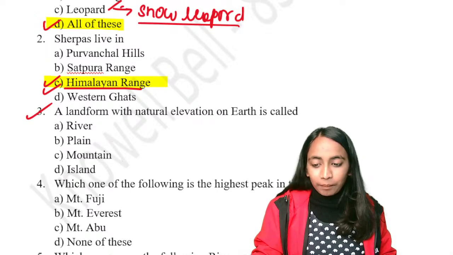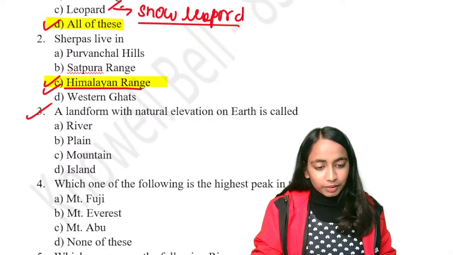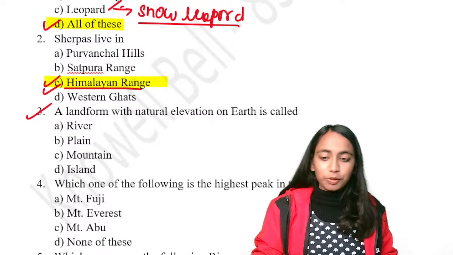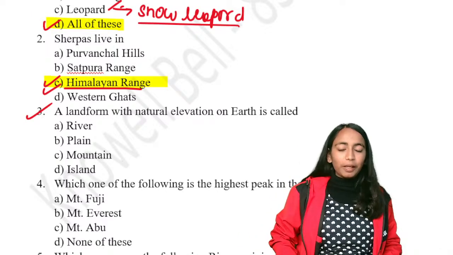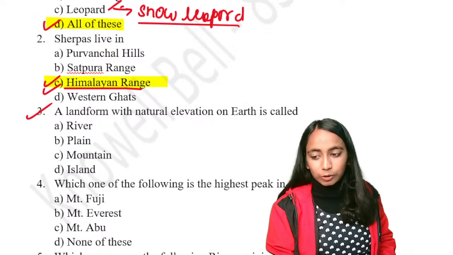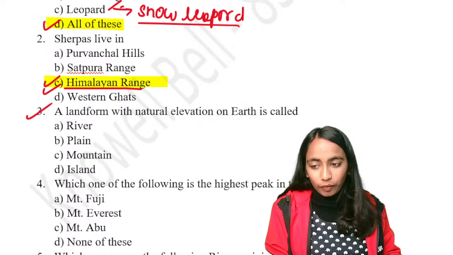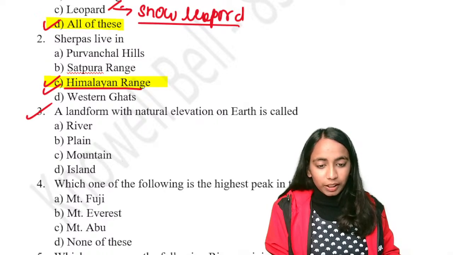Question number 3. A landform with natural elevation on Earth. कोई भी ऐसा landform जिसमें natural elevation present हो Earth पे, what we will be calling it? We'll be calling it river, plain, mountain or island. Natural elevation on the Earth. River, plain, mountain or island. What we will call it?